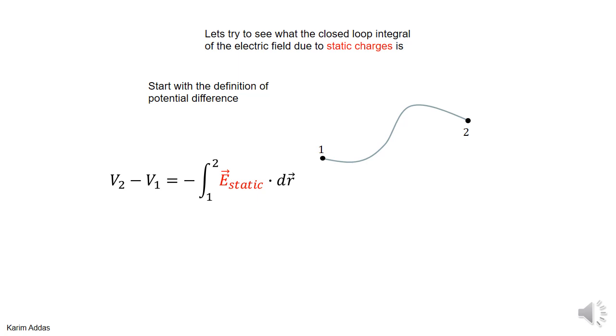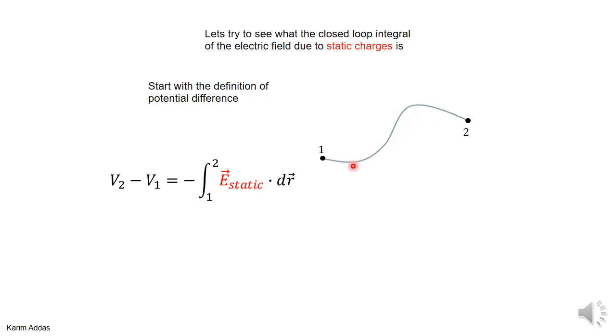In these slides, we want to study the origin of Kirchhoff's voltage law. So let's go back to the chapter on potential and remember that to find the potential difference between any 2 points in space, point 1 and point 2, you need to create a contour and integrate E dot dr along this contour.